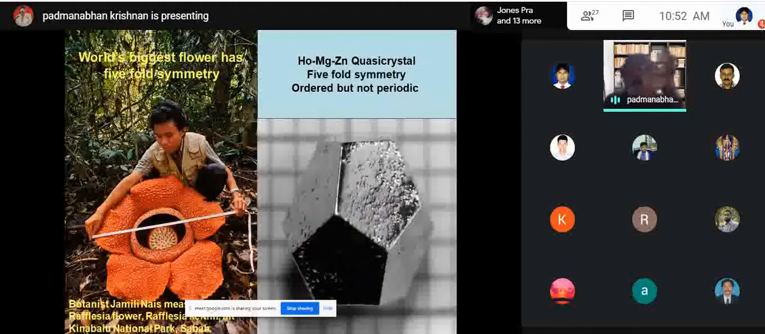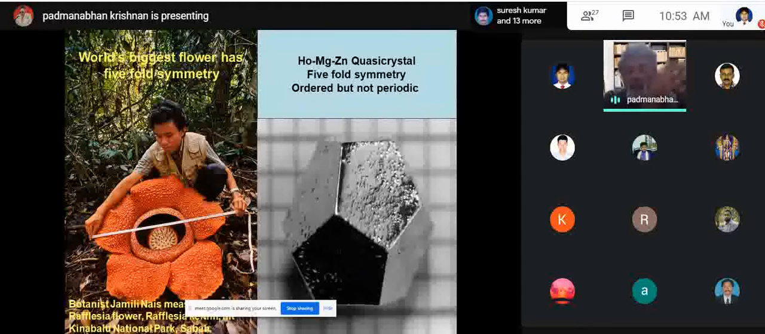Now let's look at a very different kind of symmetry that's very important to material systems. Because if you need to model, you need to know symmetry very well. The world's biggest flower has 5-fold symmetry. You see the botanist measuring the diameter of a Rafflesia flower. This grows a lot in the Southeast Asian range.